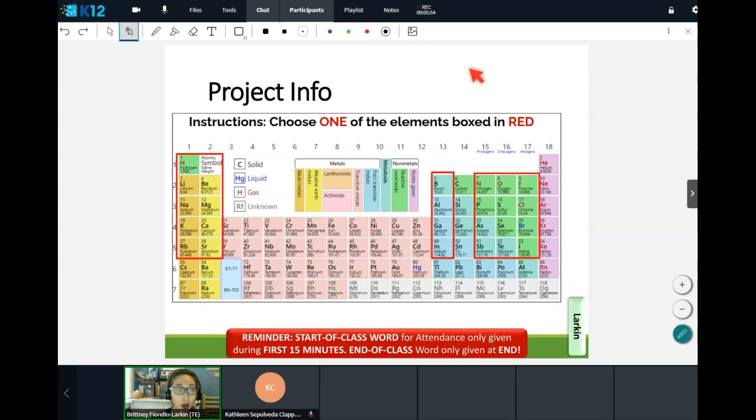And you'll notice that one of your slides, I think it's like slide 33, asks you about how your element is used in real life, and so that's why we don't want to use some of these that aren't used very often in real life. All right, so you'll be choosing one of these elements in red, and then that's what you are going to be committing to for your project.